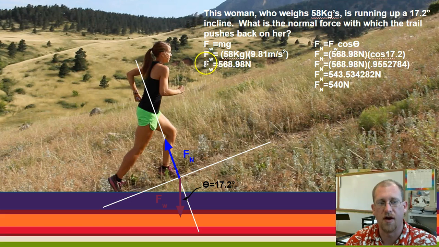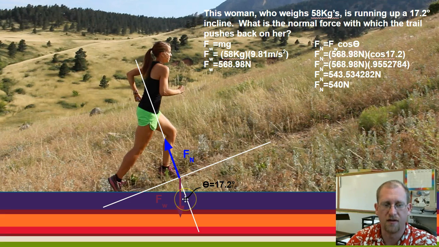So we're carrying this number now into our normal force equals the force of the weight times the cosine of theta. So the force of the weight we already determined was 568.98 newtons. We know that she's running up a 17.2 degree incline, okay? So 17.2 degrees. And we take the cosine of that and we get this number, which is very close to 1 because 17.2 degrees isn't all that much of an angle. And so 0.9552784, again, too many digits, but that's fine for right now. This is the cosine of theta.